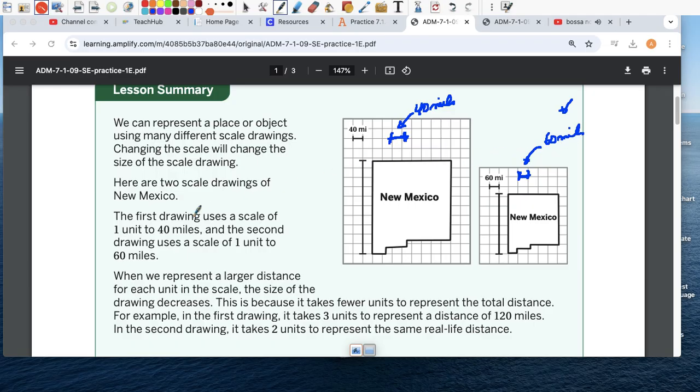So when we represent a large distance for each unit of scale, the size of the drawing decreases. This is because it takes fewer units, like I was telling you, to represent the total distance. For example, in the first drawing, it takes 3 units to represent 120 miles. Each of these is 40, so here's 0, that's 40, plus another one is 80, plus another one is 120. So that's 120 miles. Whereas the second one only took us 2 units, because every unit here was 60, and every unit here represents 40. Okay.